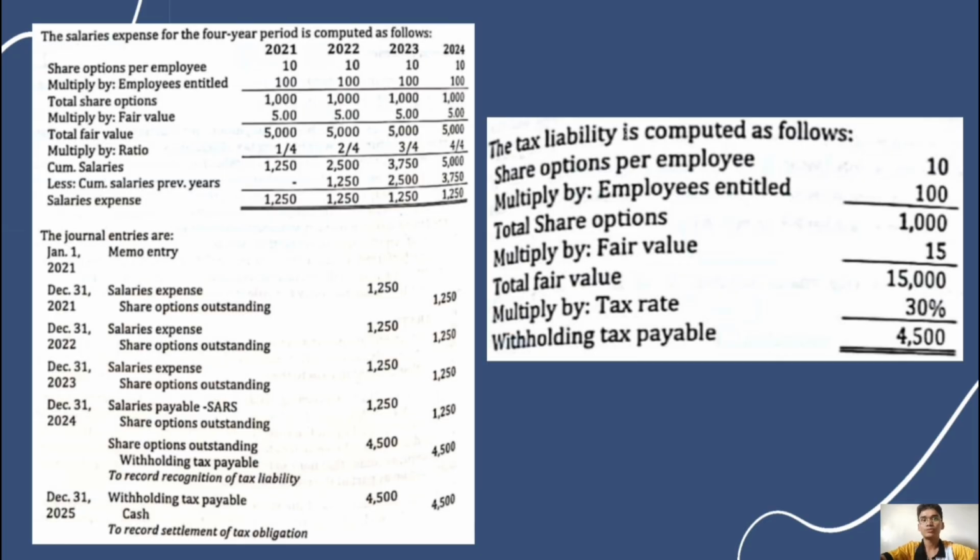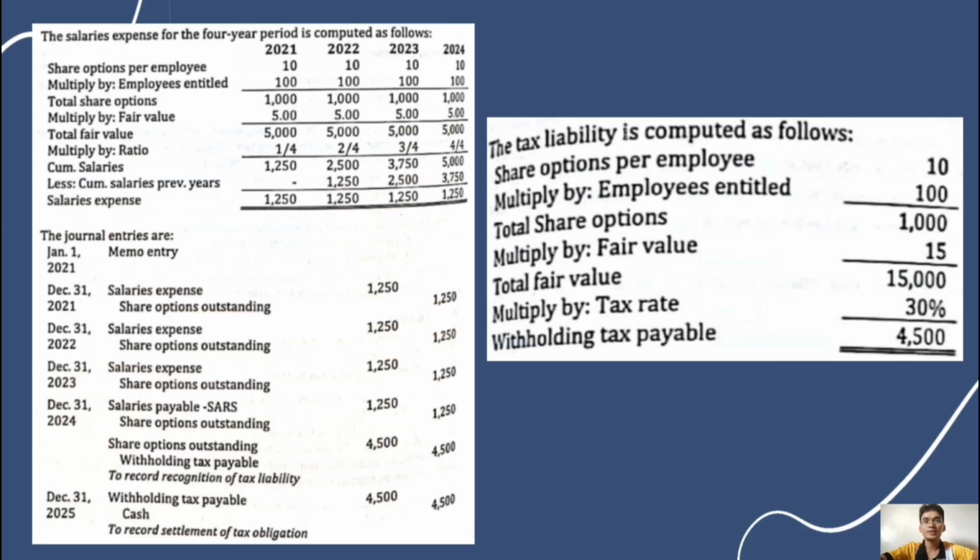Third is the expense recognition over 4 years. The total fair value is allocated over 4 years using a vesting ratio. In 2021, 1/4 multiplied by 5,000 equals 1,250. In 2022, 2/4 multiplied by 5,000 equals 2,500. In 2023, 3/4 multiplied by 5,000 equals 3,750. And in 2024, 4/4 multiplied by 5,000 equals 5,000.